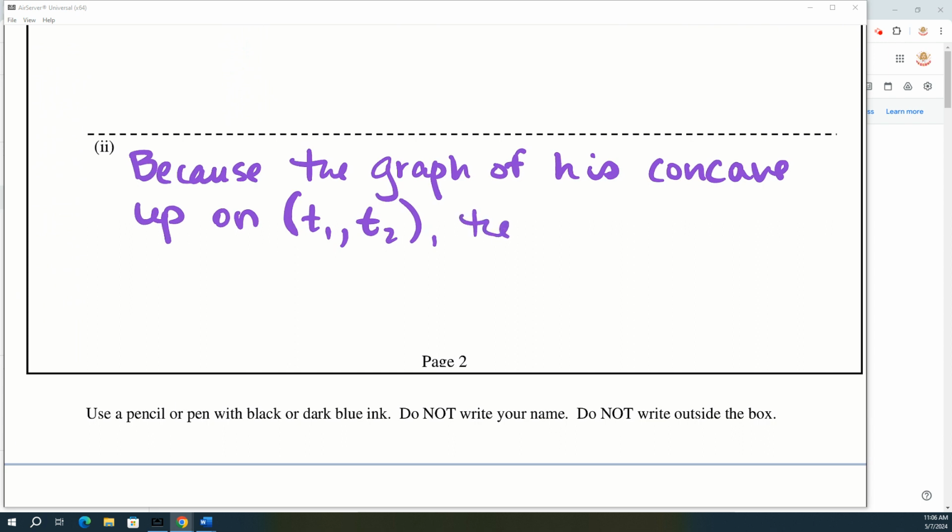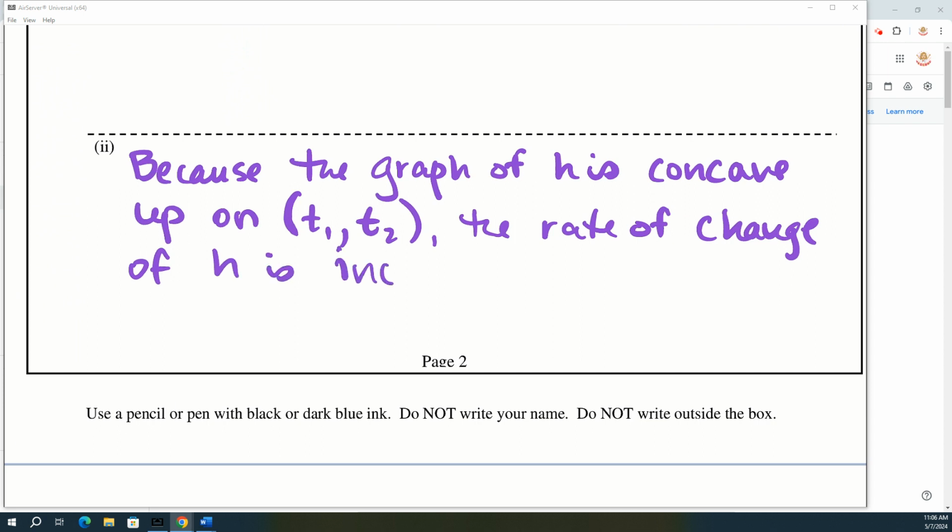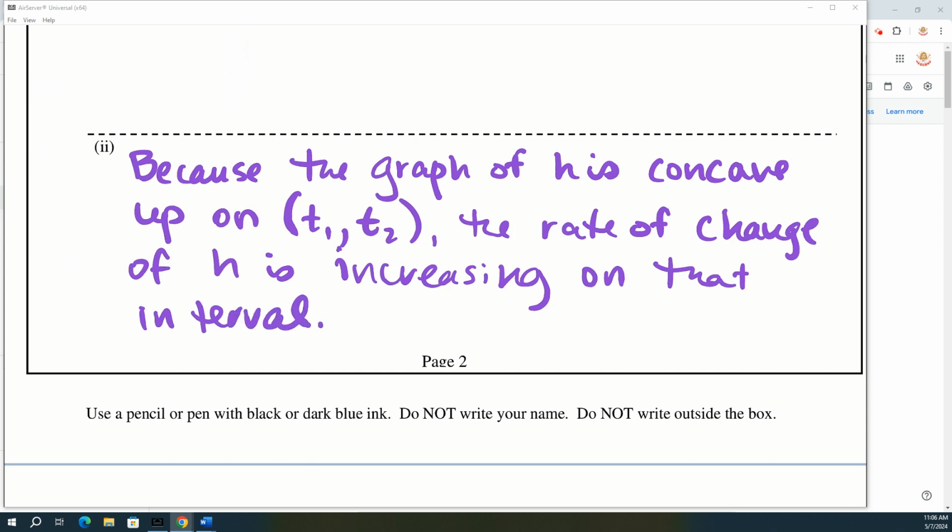I would say the rate of change of H is increasing on that interval. Okay. So if you include all that, you're for sure going to get it right. The only other thing you would say here is if it had been concave down, that would be down. It would still say everything else, and that would say decreasing.